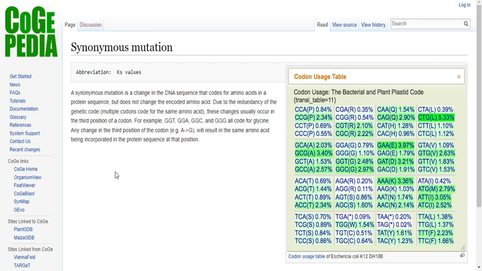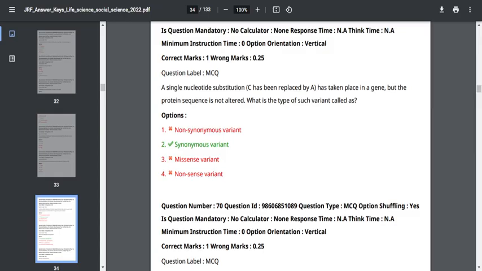What does this redundancy mean? That is, multiple codons code for the same amino acid. Like if you take the codons for glycine, GGT, GGA, GGC, GGG, all will be coding for glycine. So if any synonymous mutation occurs, it cannot change the protein coding sequence. So here the correct answer is synonymous variant, because a single nucleotide substitution has taken place in a gene, but the protein sequence is not altered.